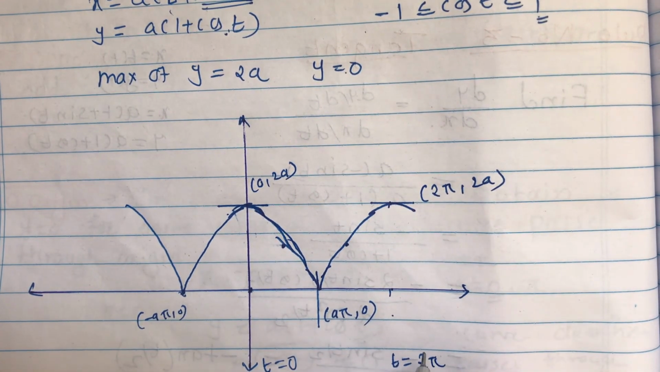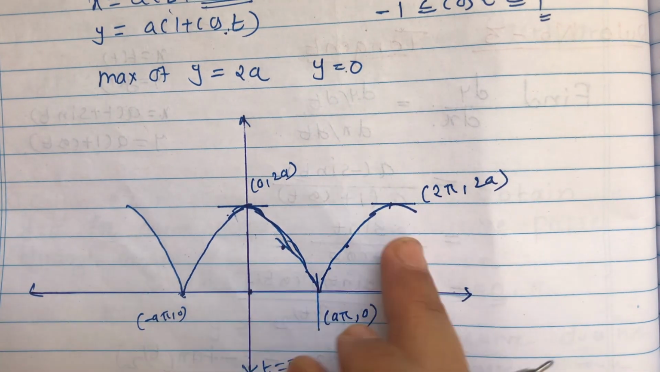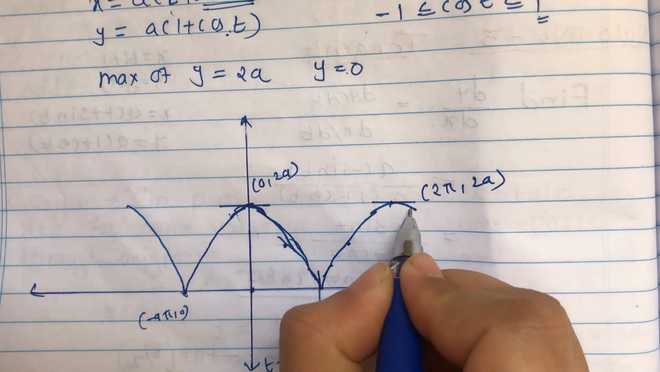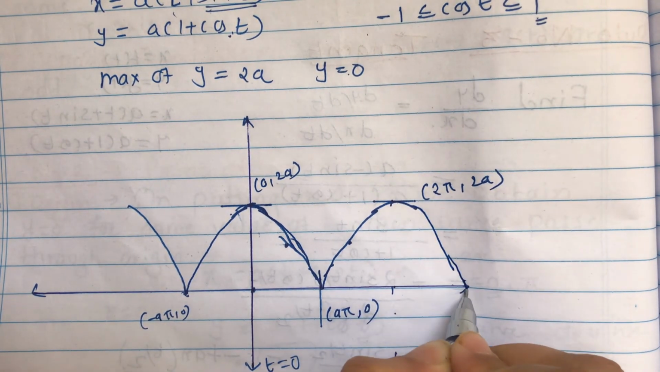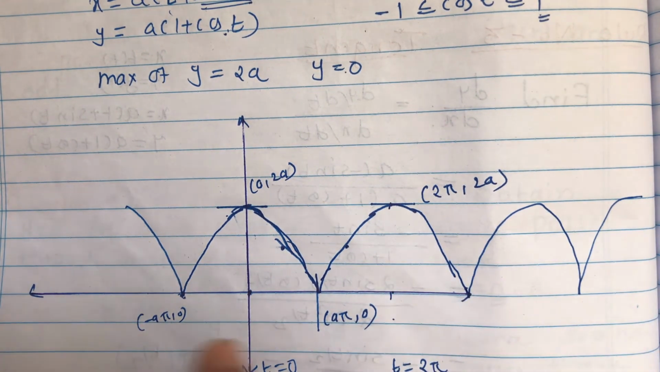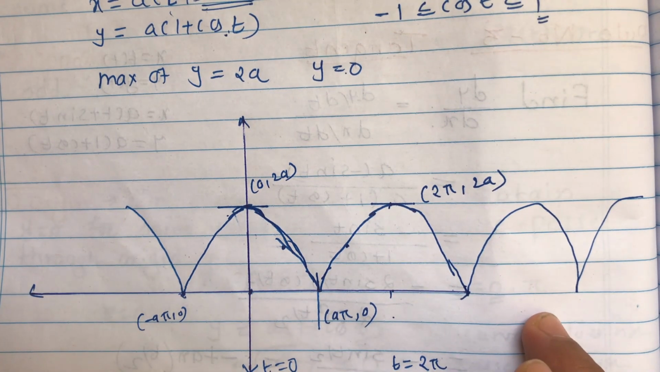As we know, sine and cos functions are periodic functions with period 2 pi. The same values will get repeated in 2 pi to 4 pi, right? So we can continue with this like this. So this curve is called a cycloid, and there are 4 types of cycloids.